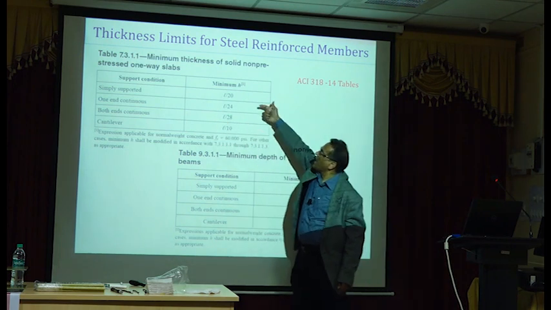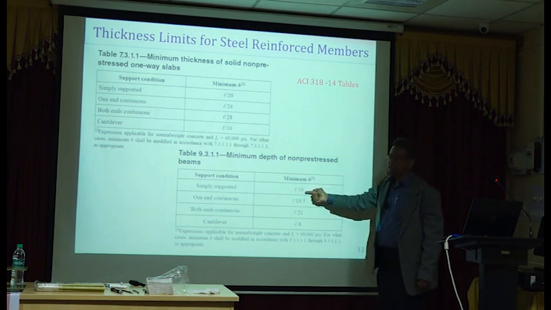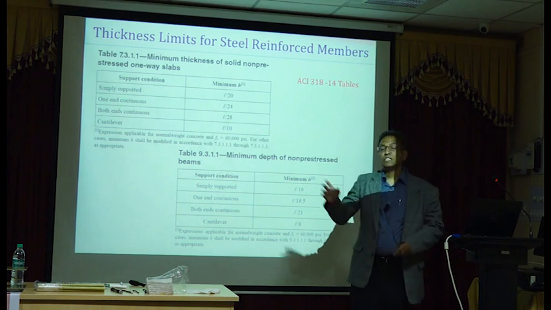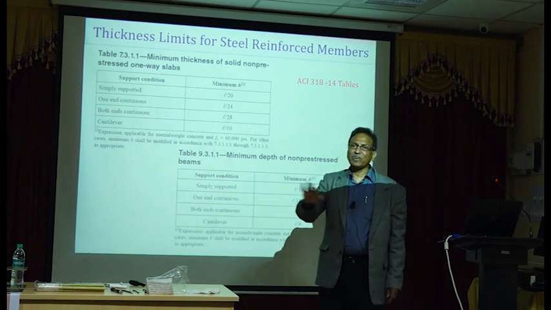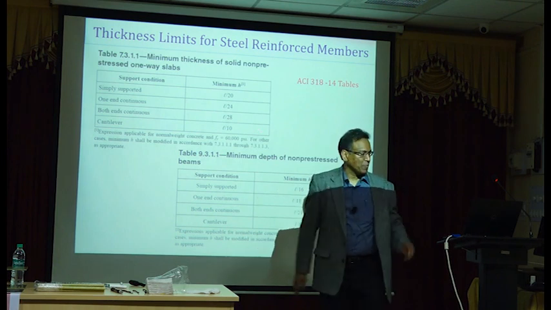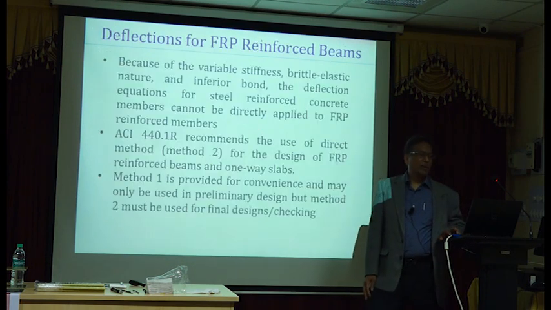Simply supported span, L over 20. What about simply supported beams? The minimum thickness needs to be L over 16. So if this is satisfied, you don't have to do any deflection checks. That's one approach. This is the easier approach. The other approach is to actually calculate the deflections.